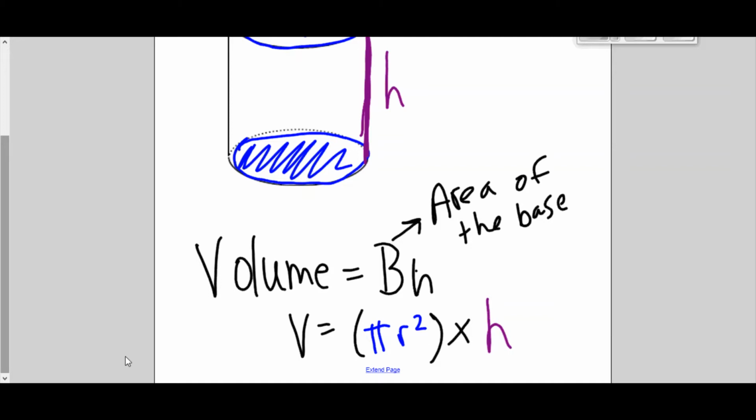So I hope what you notice as I showed you each of these is the volume formula never really changed. It was all capital B times h. But the capital B means area of the base. So that's the part of the formula that's going to change a little bit depending on what the base shape is that you're working with.